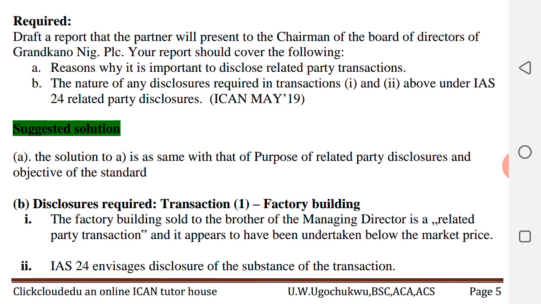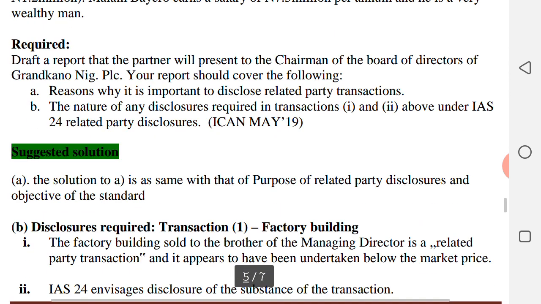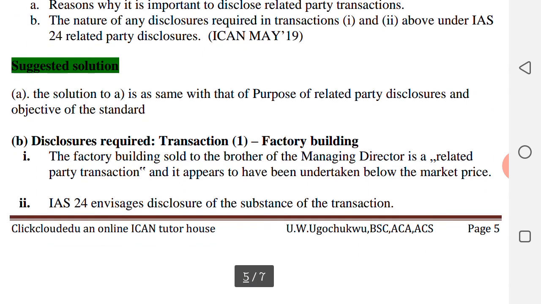Now for the A, you simply use the purpose or the objective of the standard as the reasons why it's important to disclose the related party transaction. Why the B?